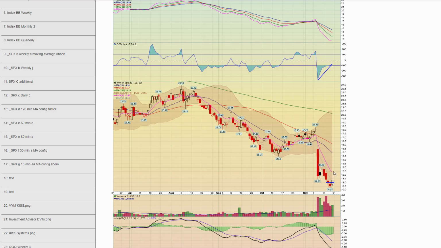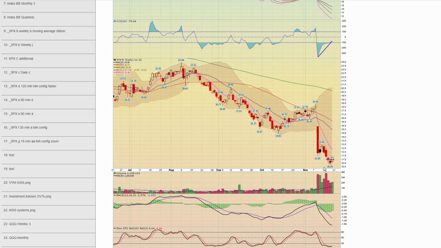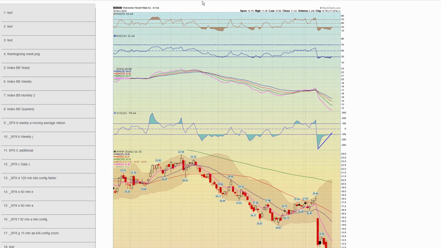First target's the 9 EMA. Next target is the 20 EMA. Your stop goes at the lows. I like these type of plays because they're very mechanical.